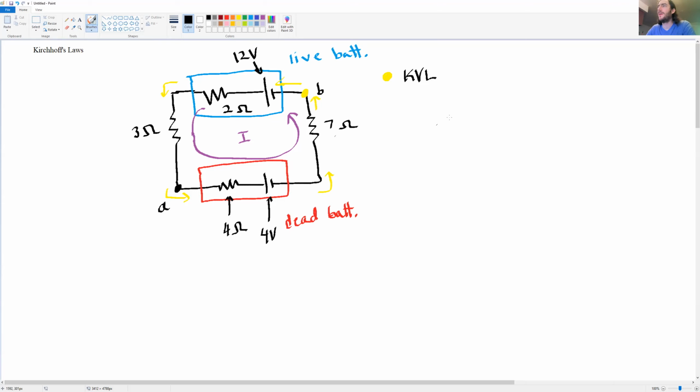What do we do? Well, KVL says that we should sum up all of the potential gains and drops along a closed loop. And once we sum up all of those potential gains and drops, we should set that equation equal to 0.